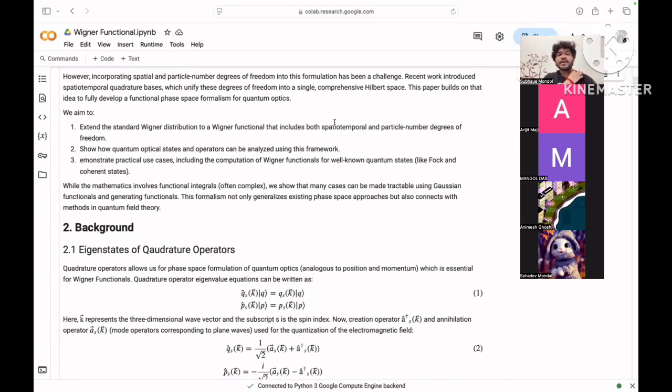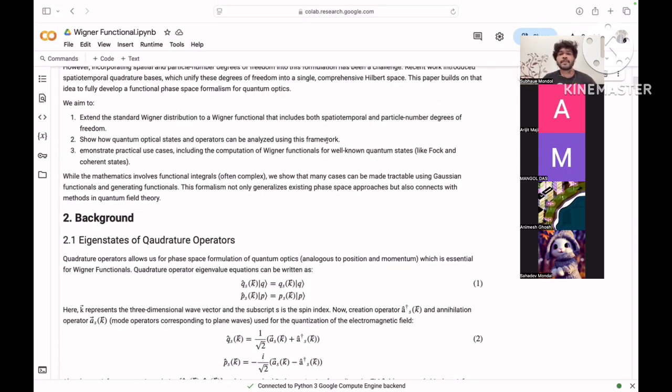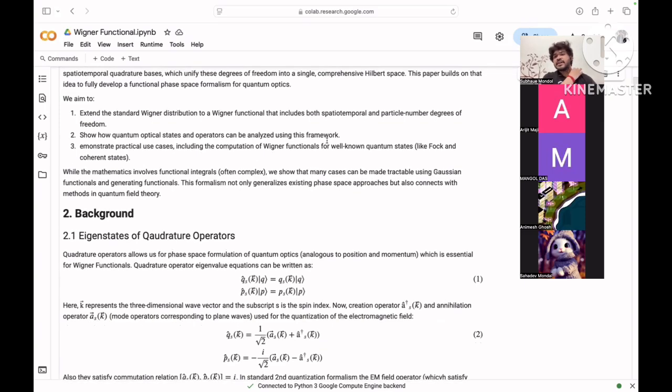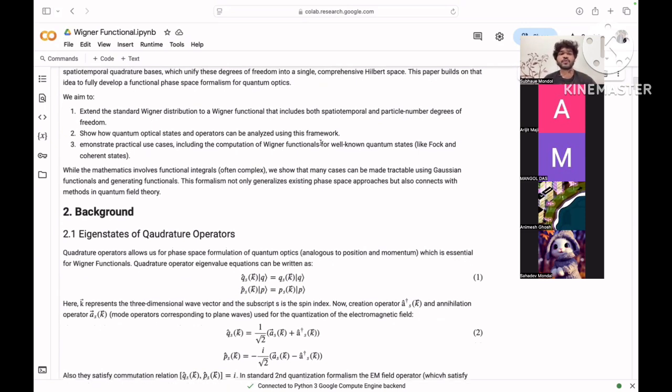incorporating spatial and particle number degrees of freedom in this formulation can be a bit of a challenge. Some recent works and publications have tried to unify these degrees of freedom into a single comprehensive Hilbert space. So we have reviewed a journal paper which tries to build on this idea and fully develop the functional phase space formalism for quantum optics.